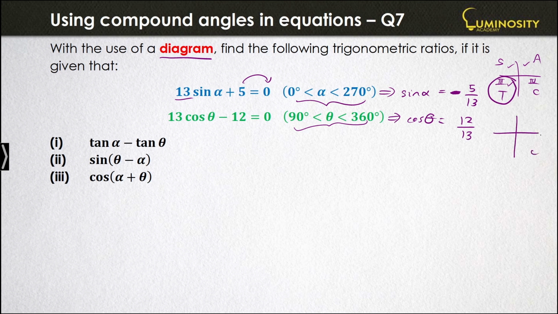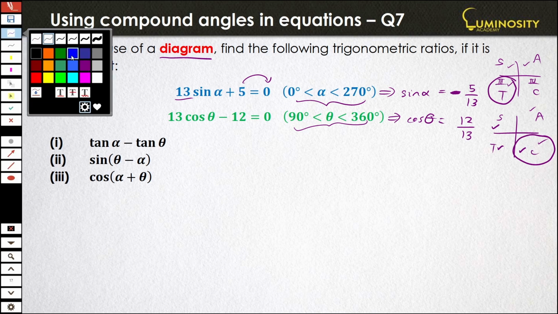Similarly here in this CAST diagram, you want cos to be positive. So that's either in the first or fourth quadrants. But because of this restriction between 90 and 360, it's either the second, third, or fourth quadrant. So where they both match up is the fourth quadrant. Okay, so let's go ahead and do the first one.